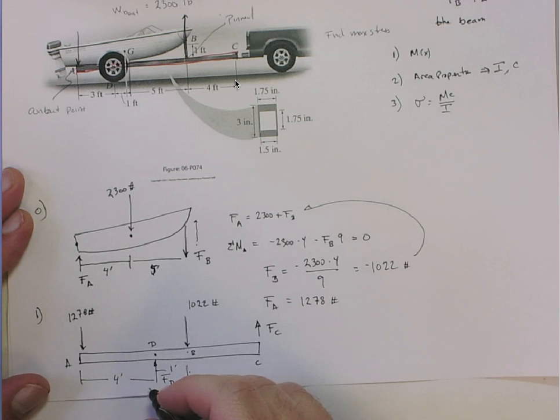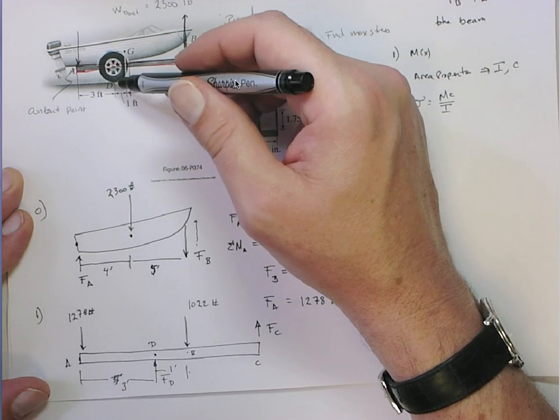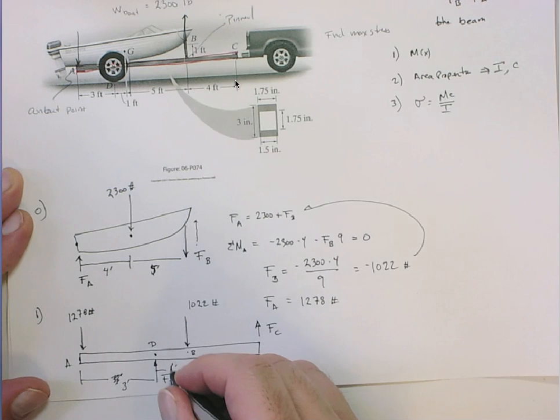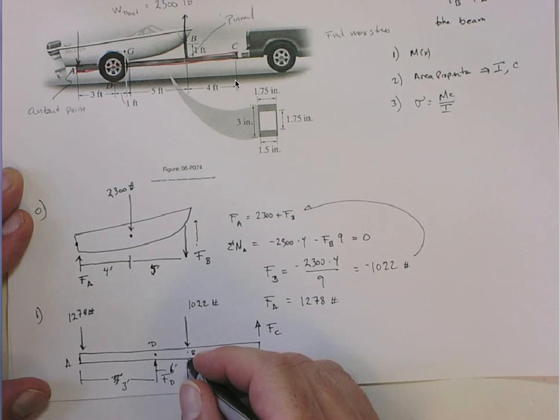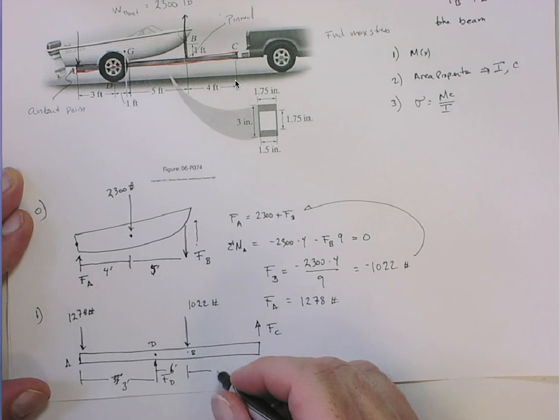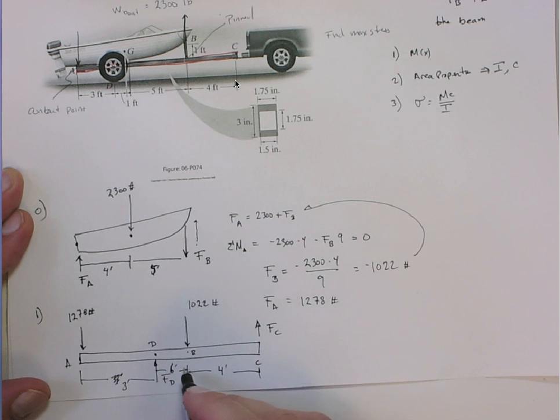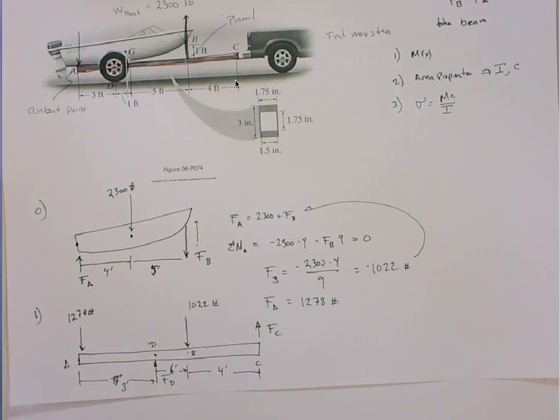D is back here. D is 3 feet from A. And then we go another 6 feet from D to B. So I didn't really draw this to scale. D should actually be back farther. And then this is another 4 feet from B to C. Okay, so that's a little sloppy, but those are the forces. That's the distances. Okay, so we need to get FD and FC.